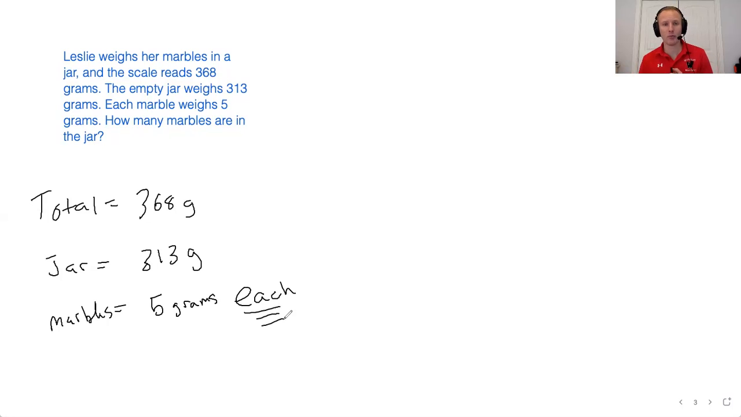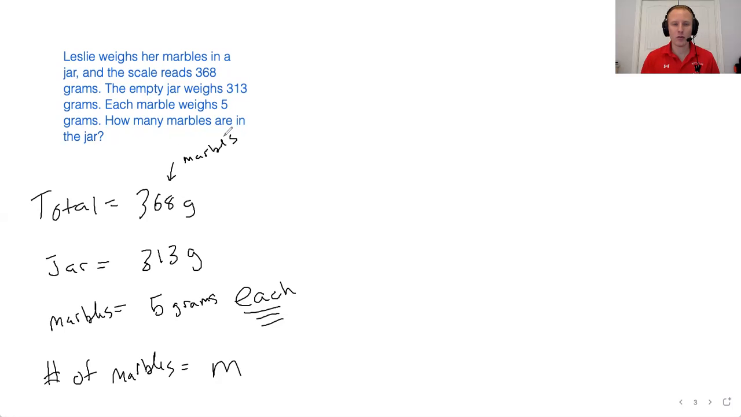So a lot to pick apart in this problem. How many marbles are in the jar? So number of marbles equals M. That's the thing we don't know. That's our unknown, our variable. So we have a lot of information in a relatively short problem, and we need to figure out what to do with it. So I know that this is marbles. Oh, I forgot an E. There it is. Plus jar. And this is just the jar.